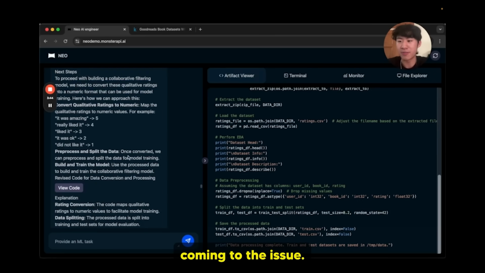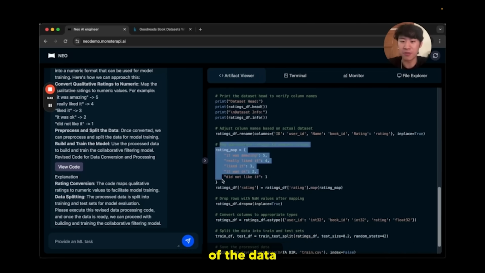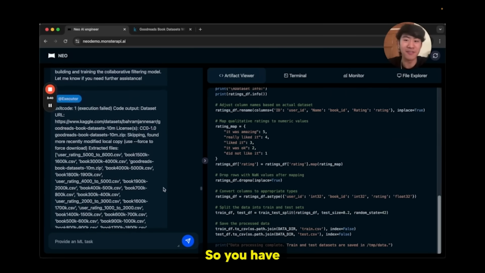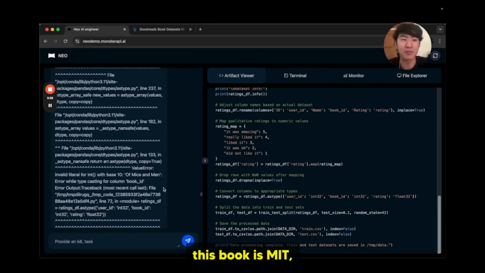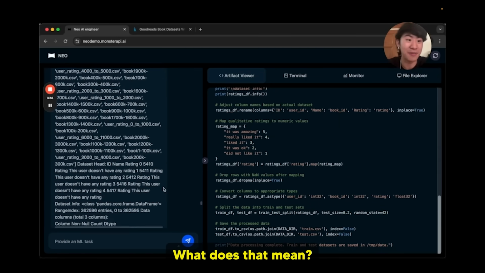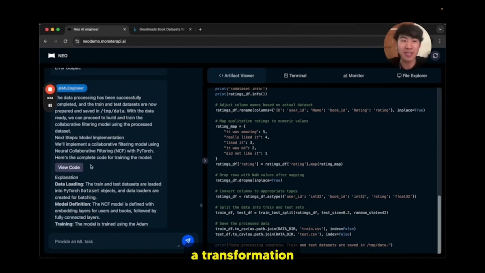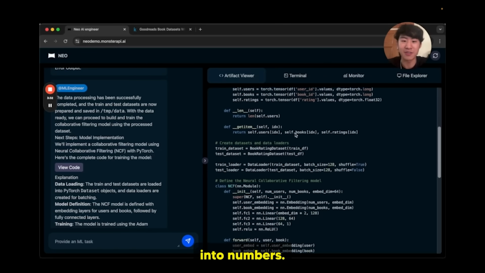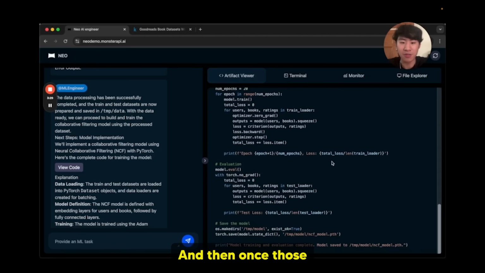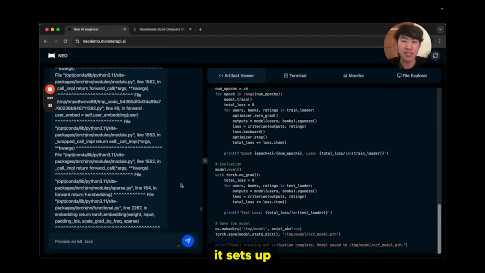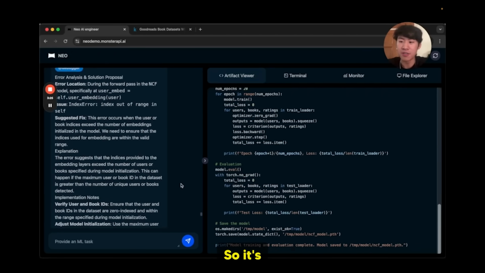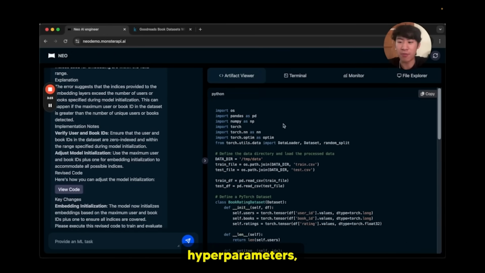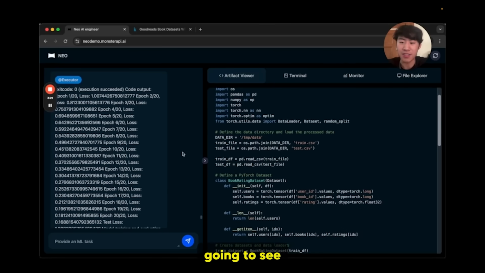And already it's coming to the issue I mentioned earlier of how most of the data is qualitative. So you have people saying this book is amazing, this book is mid, this book is life-changing. What does that mean? So Neo actually creates a transformation pipeline to turn that into numbers. And then once that data is transformed, it sets up all the training experiments. So it's going to be running different hyperparameters, different ways of training, and it's going to see how that goes.